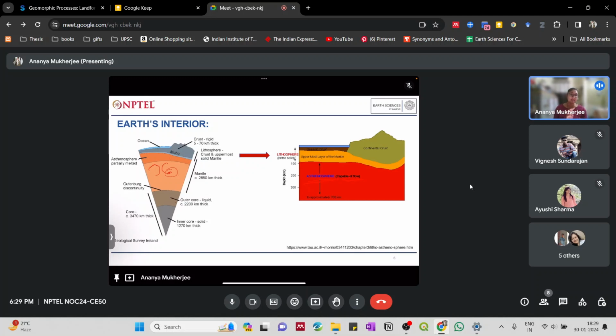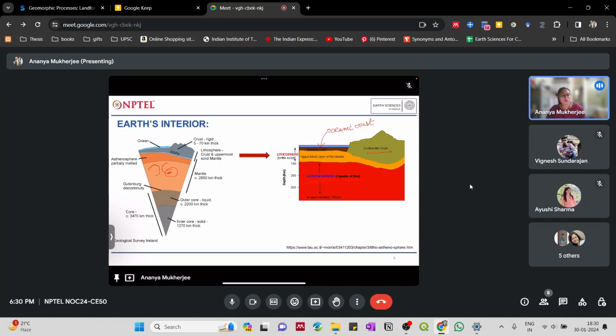Now, Earth's crust again is divided into two. You have the continental crust, and this, I'm not sure if you can see, is the oceanic crust. The oceanic crust is below the oceans and the seas, and your continental crust is all the land masses that we see everywhere. Most of them belong to the continental crust. There's a difference in the characteristics of both the continental crust and oceanic crust.